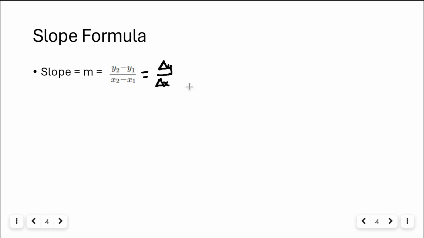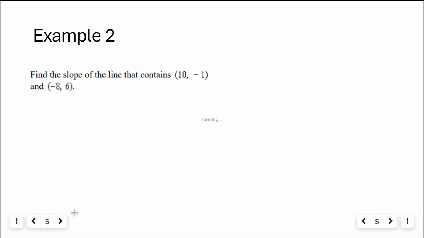How much does y change divided by how much x changes? Okay, either way, both of those are valid. All right, so let's see how those work real quick. Make sure you have that formula down. You're going to need it.